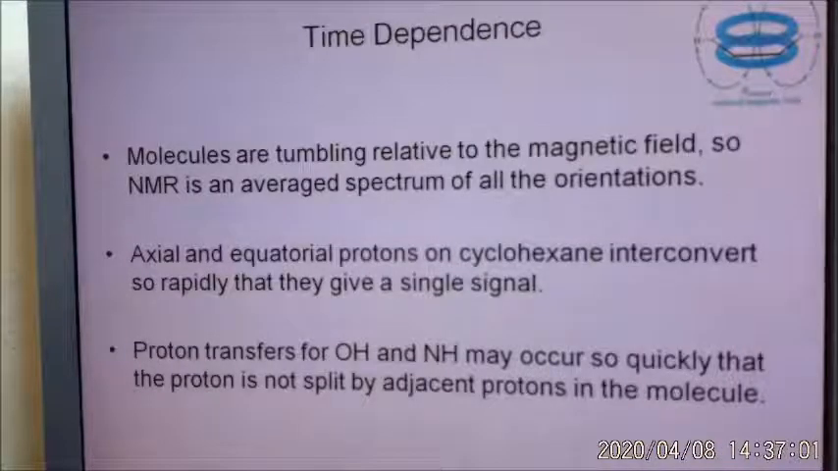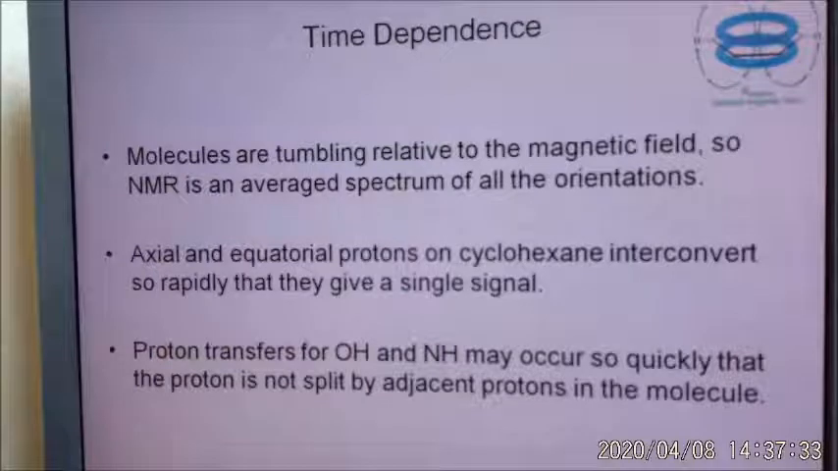Time dependence. So basically there's tumbling occurring. So it's not like a solid state NMR. Because you see tumbling, things will average out. And that works to our benefit. But the other thing, though, is that we're not going to see splitting if there's transfer of protons. So when we say there's hydrogen bonding, there's transfer of the proton from here to solvent and back again. That happens so fast, it actually turns out you're going to start seeing it broadening out.